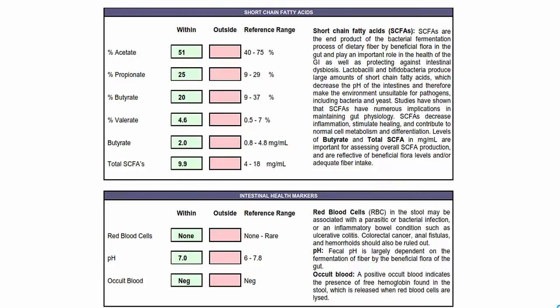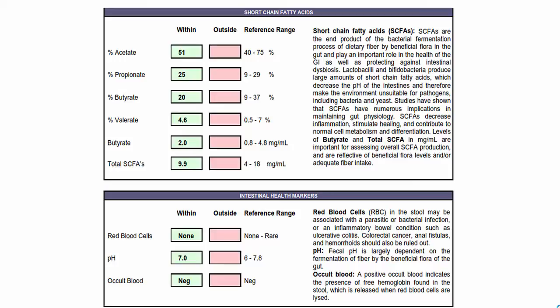The last section of this report looks at short-chain fatty acids, and this gives us an indication of the environment and the terrain of your gut health. This is very important, helping us determine if your gut can harbor healthy bacteria or not. And then your traditional markers like red blood cells, pH, and occult blood are indicated on this test. The nice thing about this test is it gives us additional information for which antibiotics and which natural agents might be most beneficial if the patient has bacterial overgrowth or dysbiosis.